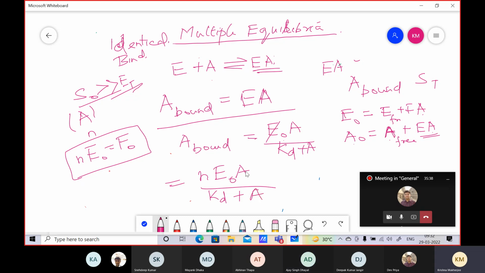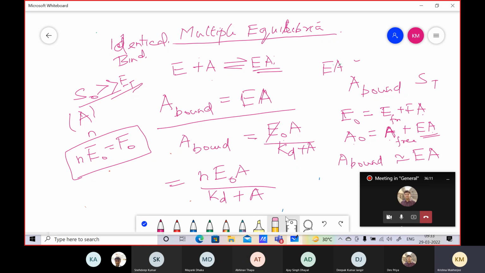So A bound will be N E naught A upon Kd plus A. And now the number of binding sites is number of binding sites. But there is a much more important point that must be considered, because you cannot equate the A bound with EA anymore. You understand? This we have assumed equal to EA. But when there are multiple binding sites, this is no longer possible.